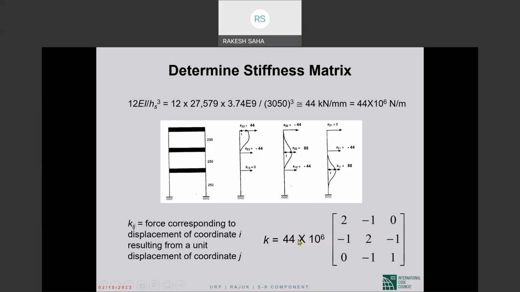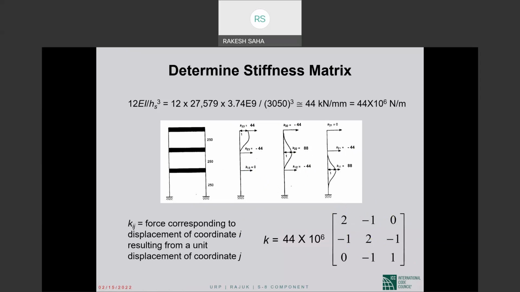So if we take 44 out, K11 would be 2, that is here. K12 will be negative 1, which is here. K13 is 0, which is there. Okay. K21 negative 44 is here. K22 of 88 is here. And K33 of negative 44 is here. So this is how we assemble the stiffness matrix.